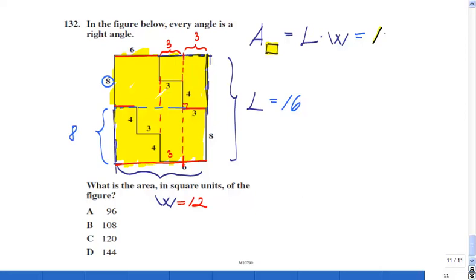12 times 16. A lot of allergies in my area here. The pollen is crazy. There's a wind and it's pollen everywhere. And as you can see, I'm sneezing.